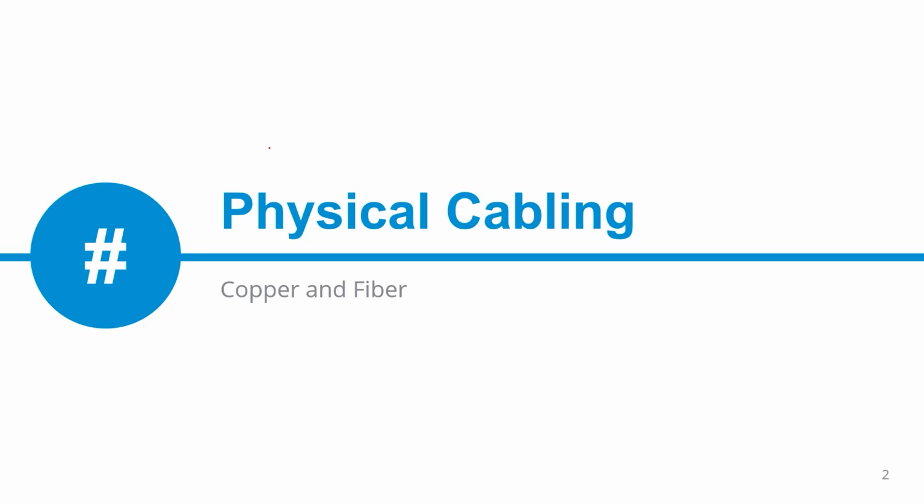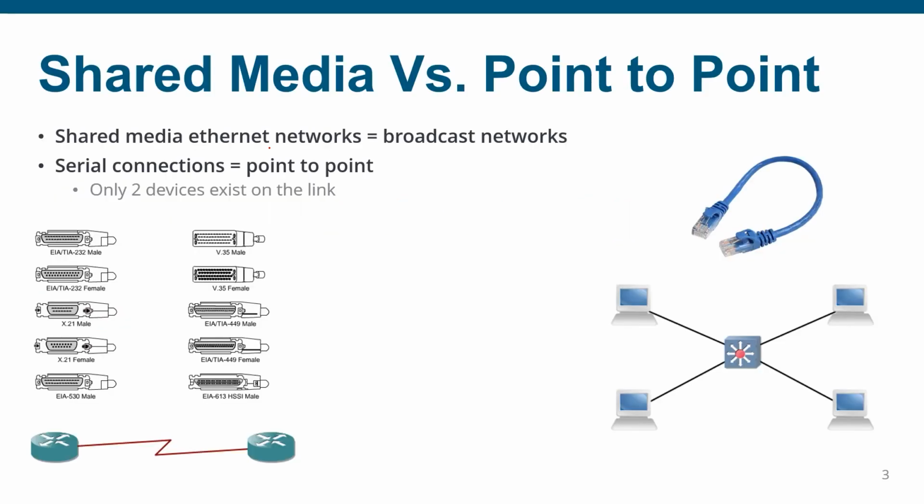So first up, let's cover shared media versus point-to-point. Shared media networks are broadcast networks. These are your unshielded twisted pair, your standard Ethernet cables that we would find in most office spaces and home spaces today. These are your RJ45 connectors on the end. We'll be covering that a little more later.